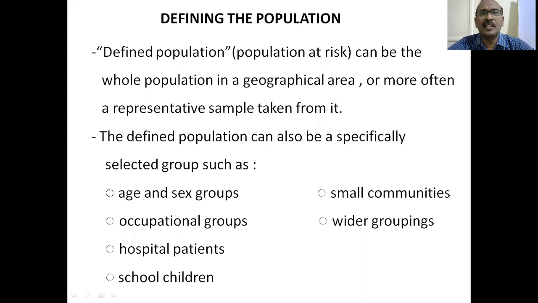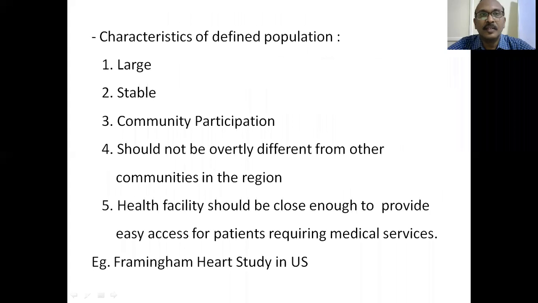The defined population can also be specifically selected groups such as age and sex groups, occupational groups, hospital patients, school children, small communities, and wider groupings, or any other group where the number of people can be easily counted. Now, what are the characteristics of the defined population? The defined population should be large enough so that age and sex indicators can be easily calculated.